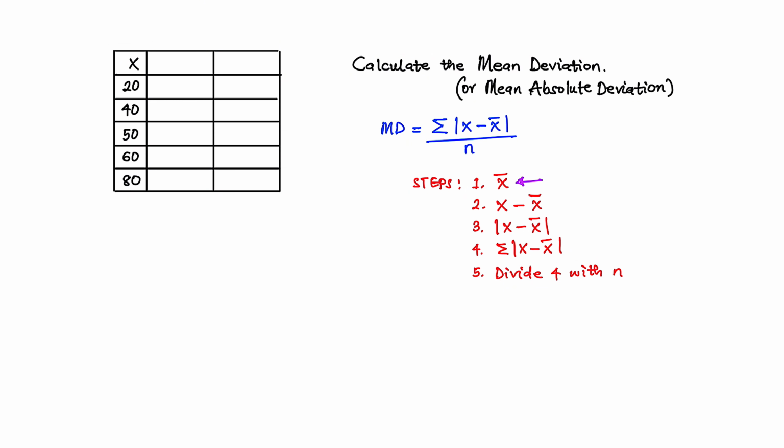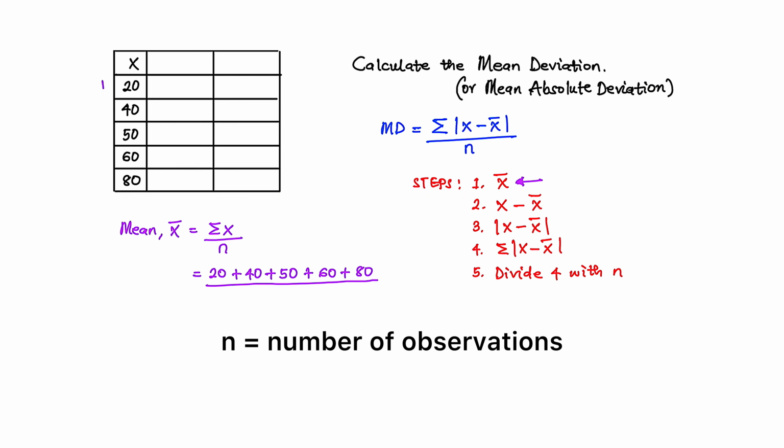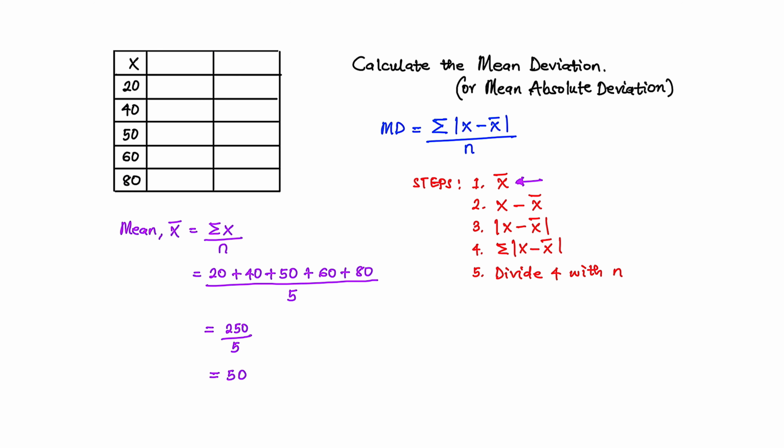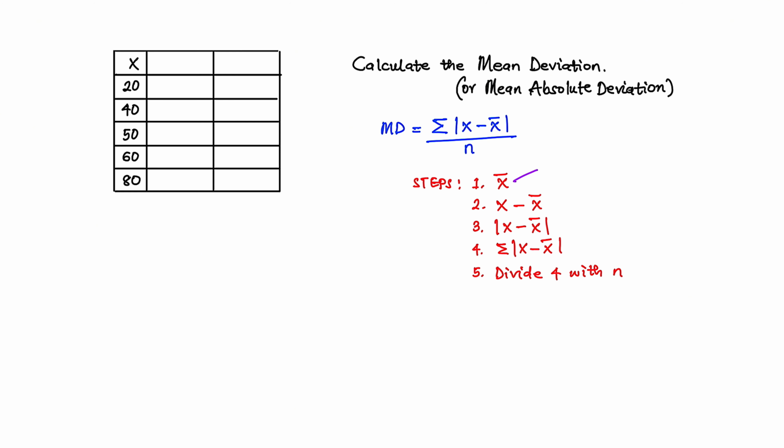Now, to start with step 1, which is simply to calculate the mean. The mean, in this case, which is represented with x bar, is equal to the summation of the x's divided by n. So we take the sum of 20 plus 40 plus 50 plus 60 plus 80, and we divide by n. The n stands for 1, 2, 3, 4, 5. So divided by 5. That sum, 20 plus 40 plus 50 plus 60 plus 80, gives us 250, then divided by 5 will be equal to 50. Hence, our sample mean is 50.